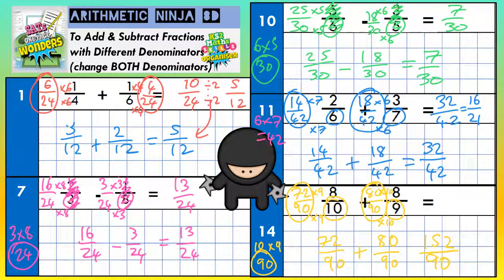Final answer, 152 90ths. If you did want to convert it into a mixed number, you'd have to do 152 divided by 90. And obviously, one lot of 90 would go into that. And to get back up from 90 to 152, you need an extra 10 to take you to 100 and an extra 52 to take you to 152. So 10 plus the 52 is 62. So it's 1 and remainder 62. And because we're dealing with 90ths, it's 1 and 62 90ths. Final answer, 152 90ths or 1 and 62 90ths.